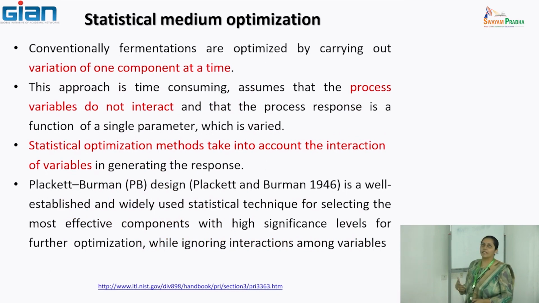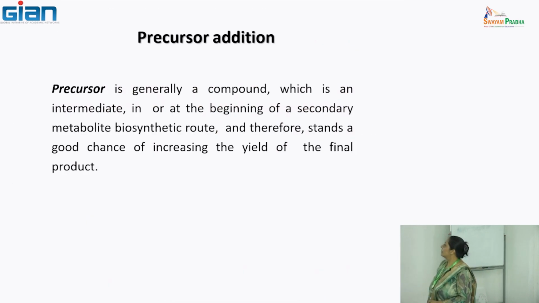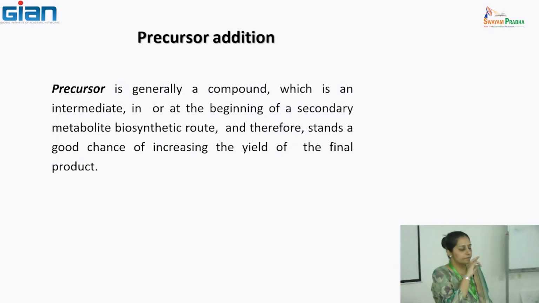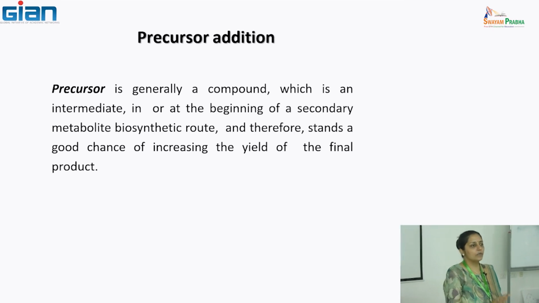Now, what should be kept in mind? I just spoke about how these statistical optimization tools can be used to reduce the number of hit and trial experiments to reach the optimum media composition. Now, let's say you have optimized the media, which includes your hormones also, and your major salts, micronutrients. So now that is done.